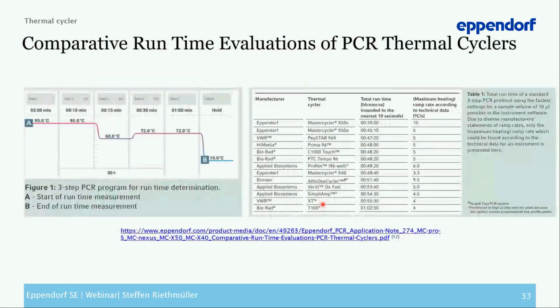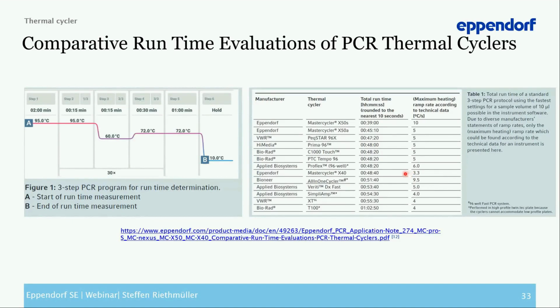And sometimes the maximum heating ramp rates, which are stated in the technical data, are misleading because you see here, for instance, that we have measured the total runtime of different cycler models. So we measured the time once the thermoblock has reached 95 degrees until the time when the thermocycler has reached the hold step. And you see that we have tested different cyclers with really different maximum heating ramp rates.